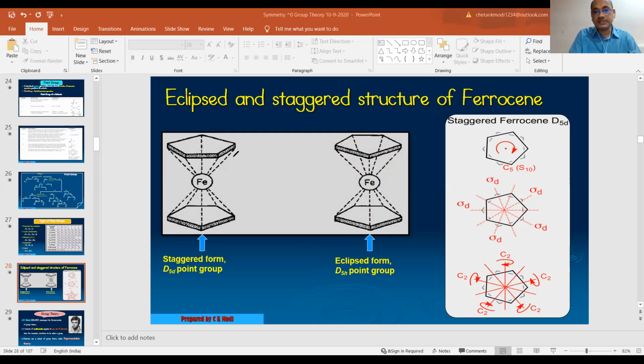So what is the difference between the staggered form and the eclipse form? In the eclipse form, all the symmetry elements are present, including sigma h. However, in the staggered structure, all the symmetry elements are present, excluding sigma h. Therefore, the point group is D5d, and this is D5h. This is the difference between the eclipse structure and the staggered structure of ferrocene. So you might have understood this difference.